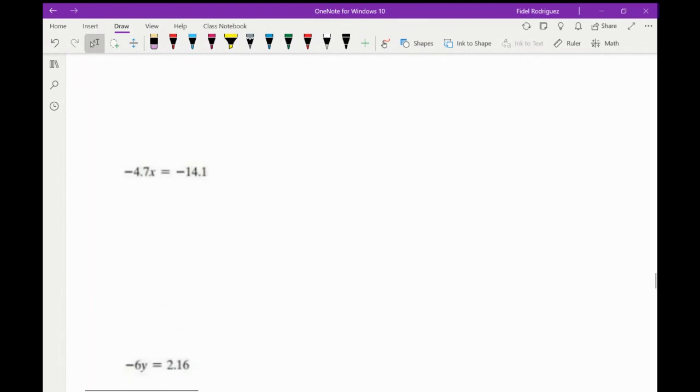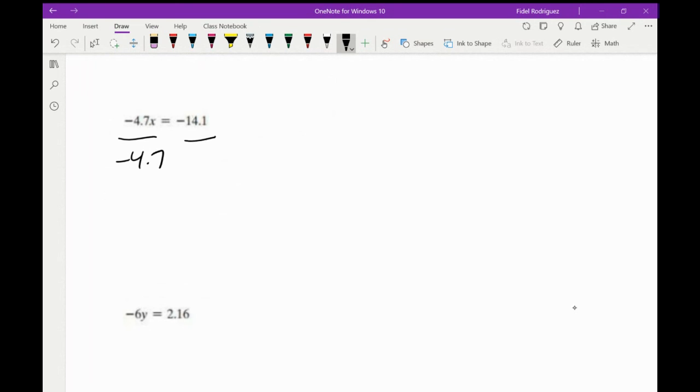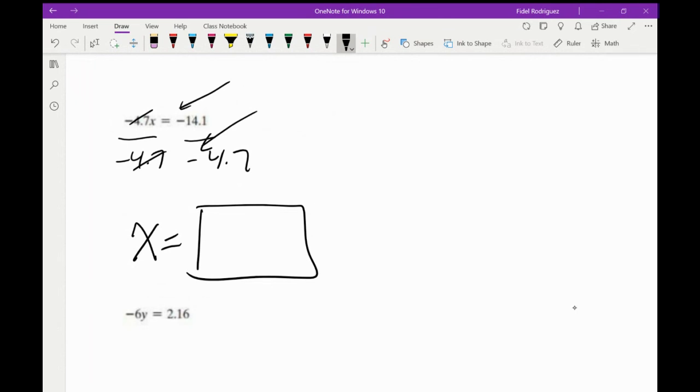Let's see. Here we go. Another calculator problem. Let me go ahead and divide everything by a negative 4.7. So again, a negative divided by another negative is going to be a positive. And I'm just going to take my calculator and type in 14.1. I'm not even going to worry about the negative because I know a negative divided by a negative is positive. Divided by 4.7 is nice and pretty, the number 3.